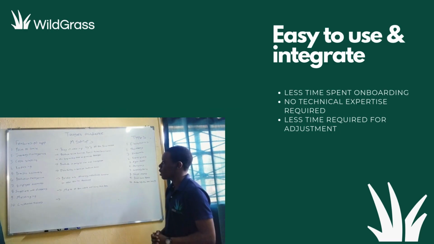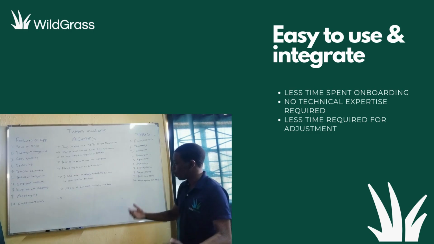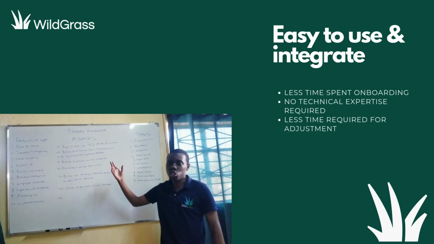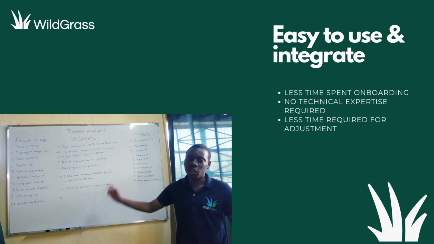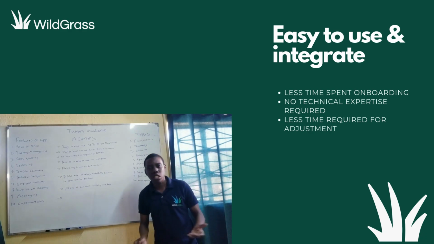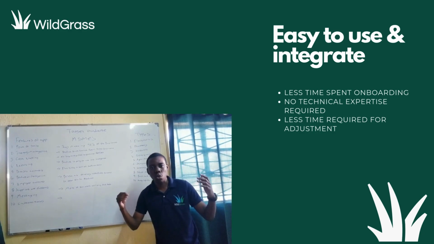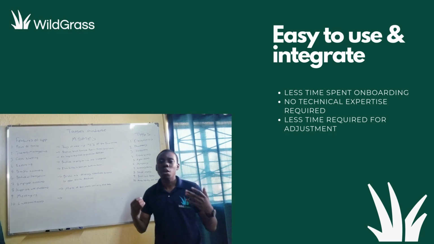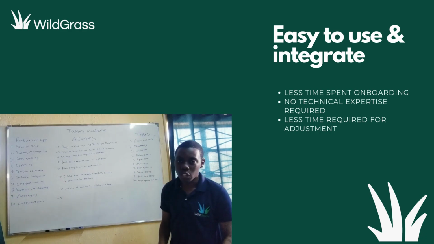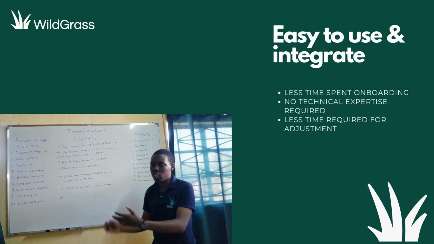Right, next is the product is easy to use and integrated. And this is an important point because the majority of MSMEs want something which is as easy to use and something that can be integrated in their business as quickly as possible, as the majority of them do not have the patience or the technical expertise to go through a radical training period in order to be onboarded and use a system in their business. So the majority of them, not all of them, would appreciate something that is easy to use and easy to integrate.